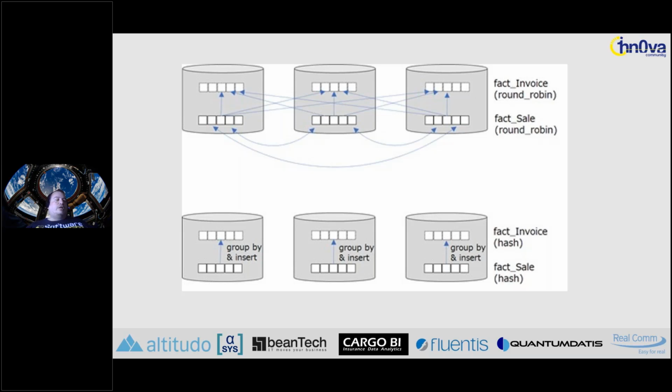So the hash distribution is always better, isn't it? When you apply it correctly, yes. But if you apply the hash distribution in a wrong way, what will happen? The data will become skewed. It means that some distributions will have many more records than other distributions, and the query performance will not be good. So you need to be careful about the distribution that you choose for your tables.